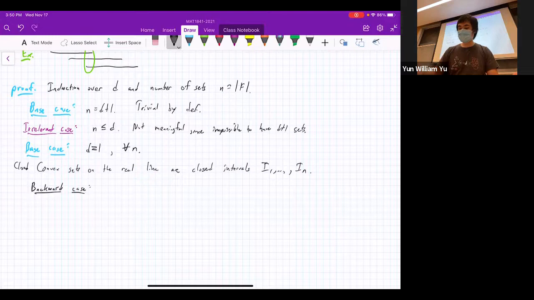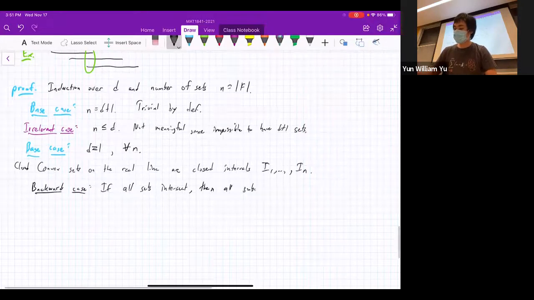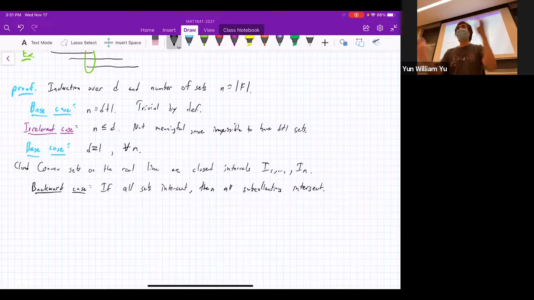So if all sets intersect, well, that clearly means that all subsets have to have an intersection. If all sets intersect, then all groups of them, all subcollections, also intersect. And note that this is true whatever dimension you're in. This is just a fact about set intersections. So we're not going to worry about this backward case.